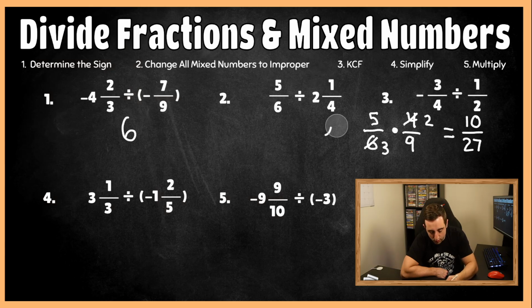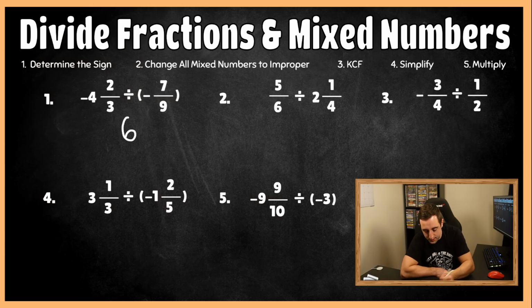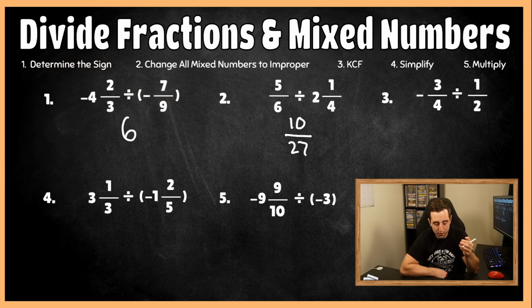So again, let's get rid of all that, rewrite our final answer, and then we can move on to the third one. So this was 10/27. And now for number 3, I noticed that they're different signs this time. One's negative and one's positive. Whenever you have different signs, your final answer at the very end is going to be negative. So after I solve all this, I just want to make sure that my final answer is negative.